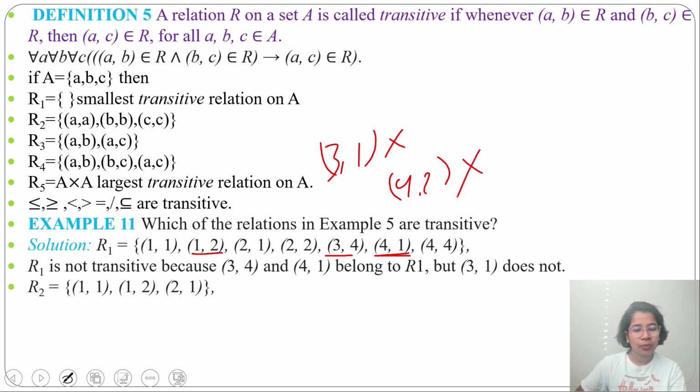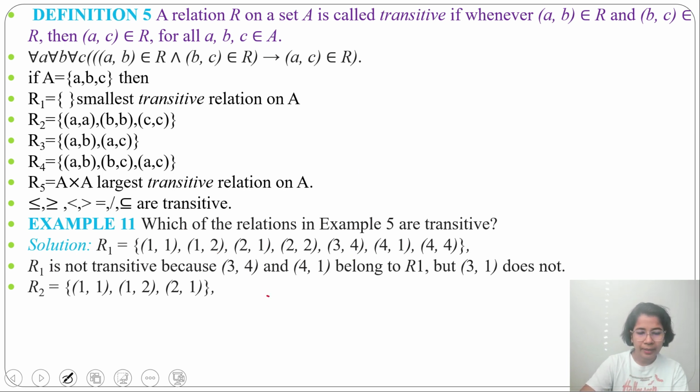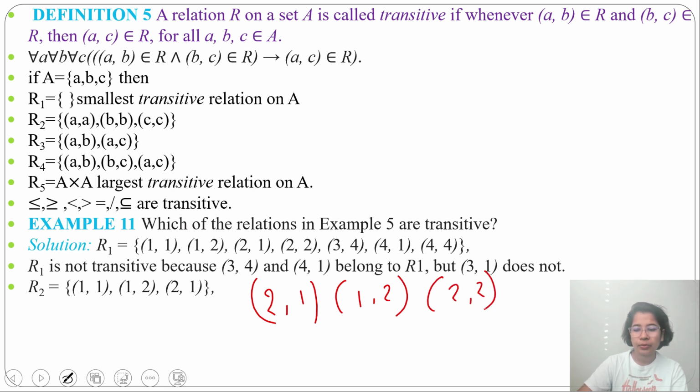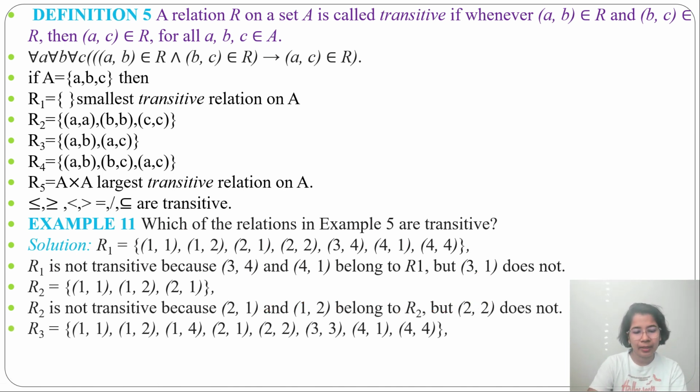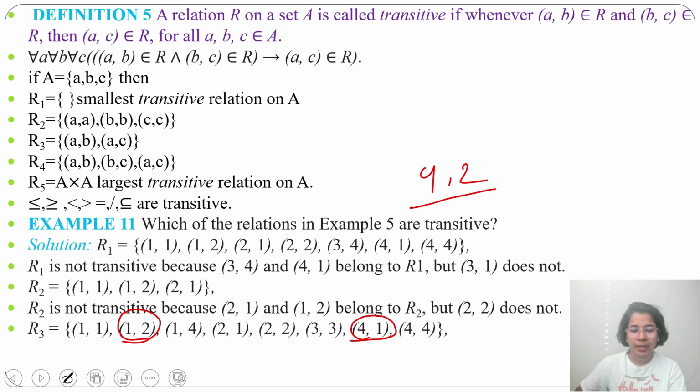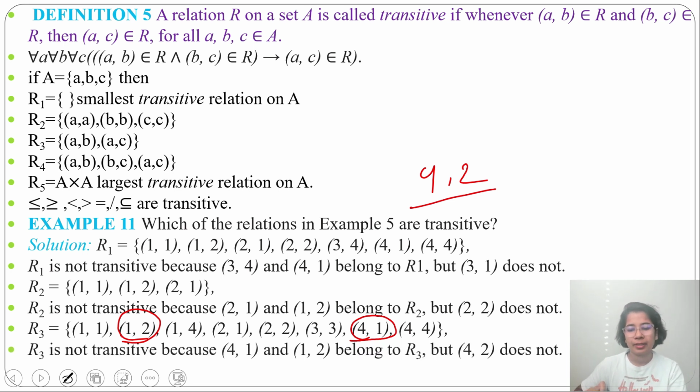Next R2: (1, 1), (1, 2), (2, 1). In this relation (2, 1) is present, (1, 2) is present. So there should be (2, 2) present. As (2, 2) is absent, hence it is not transitive. Next relation R3. Here (4, 1) is present, (1, 2) is present. So there should be (4, 2). (4, 2) is absent, right? Hence it is not transitive.